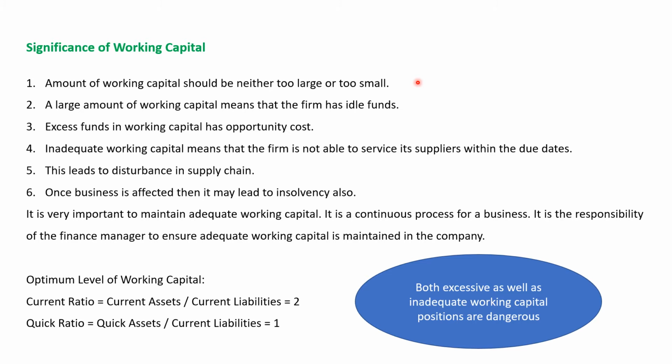Now, what is the optimum level of working capital? We say adequate, then what is optimum level? With various studies, it has been decided that the current ratio should be not less than 2. That is, current assets to current liabilities should be 2:1, and the quick ratio, that is quick assets to current liabilities, should not be less than 1. In that case, we can say that it is optimum working capital.